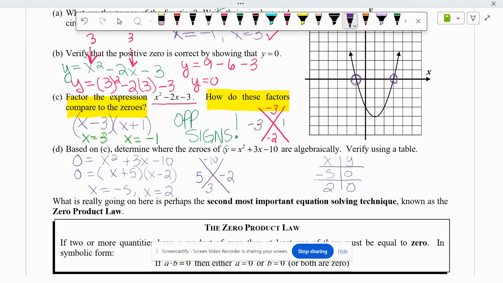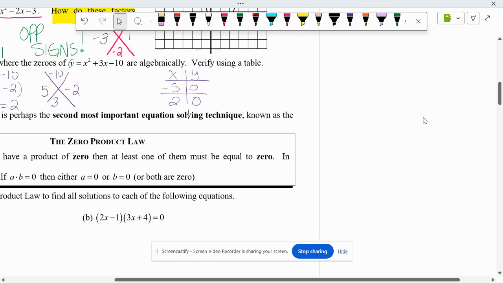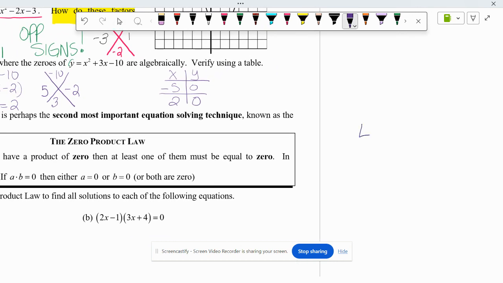All right, so the most important equation in solving technique is known as the zero product law. I want you guys to think about multiplying two numbers and you get a solution of 0. If I said 4 times x, we don't know the value of x, equals 0, what does x have to be? X has to be 0. Any number times another number, if it has a product of 0, that means that this has to be 0, right?